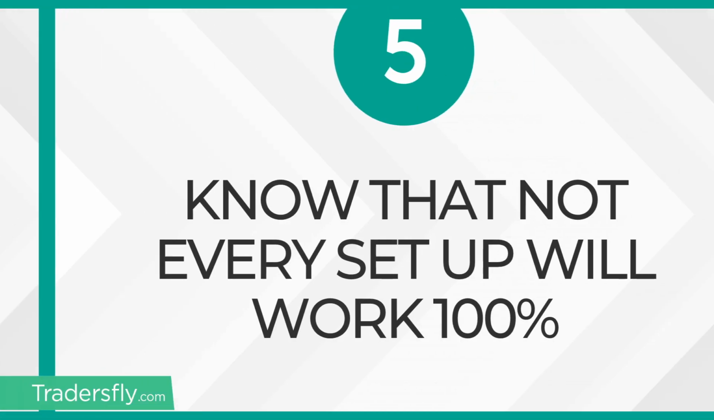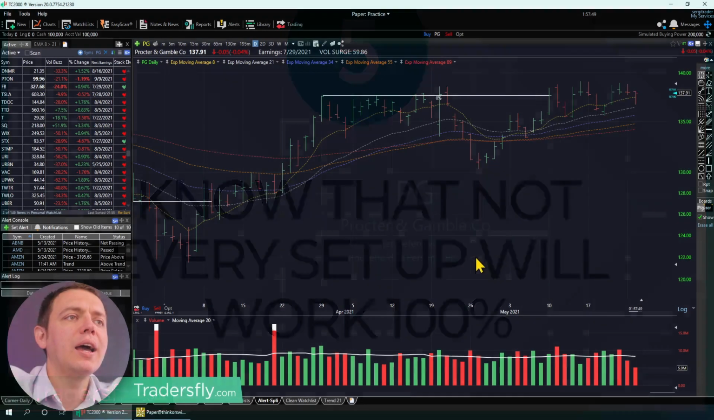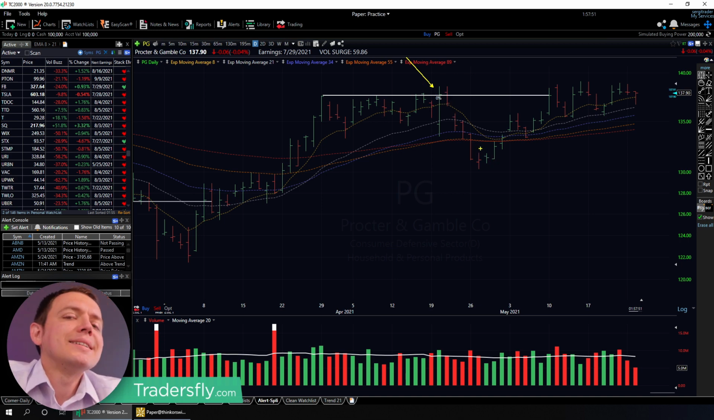Let's go to tip number 5. Know that not every setup will work 100% of the time, right? You're dealing with technical analysis. So even if I look at something like a Procter & Gamble right here, this looks like a breakout at the beginning, but then it's sold off. Technical analysis might work more of the time than, let's say, 30% of the time. It might work, let's say, 70% of the time. But that means if you do 100 trades, you'll get 70% of them that are successful if you've got a 70% success rate. So when you have something like this, that could be 1 out of the 30 that didn't work.